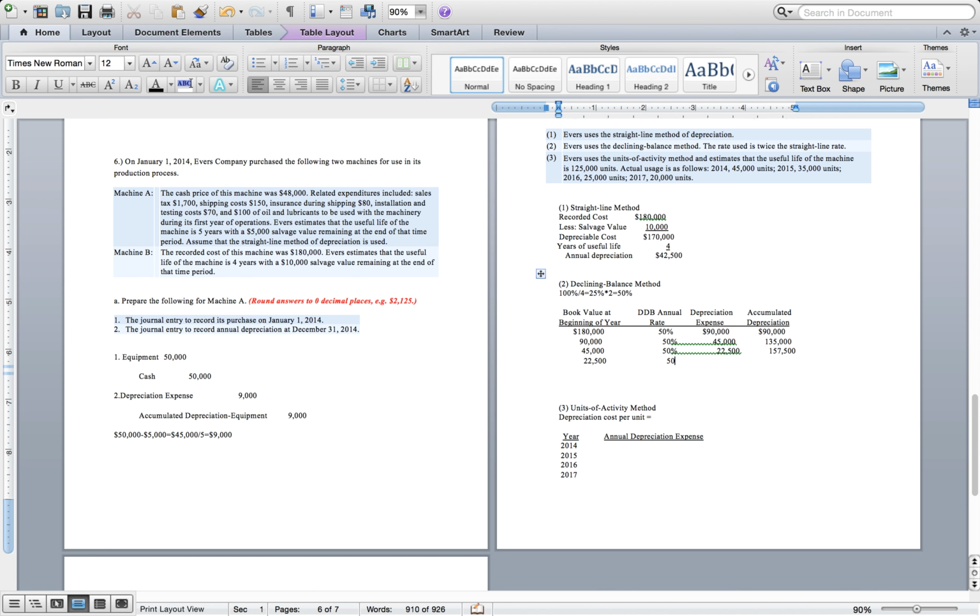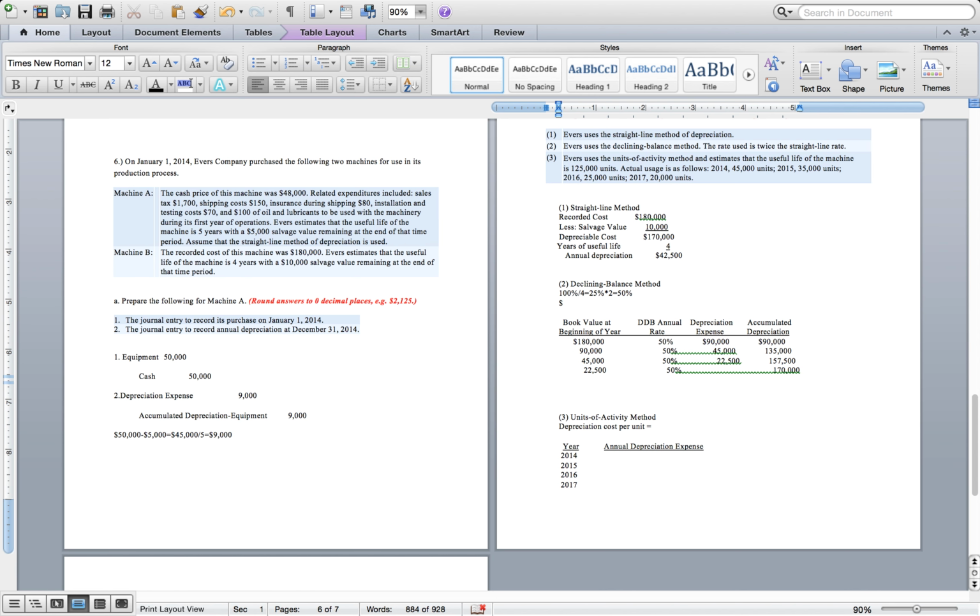Raise it by 50%, except we can't take 50% off this because remember, we have to have $10,000 left for salvage value. So I know my total accumulated depreciation has to be 170,000. Because if I start at 180 and I have salvage value of 10,000, I know I'm going to depreciate 170,000. So this last year's depreciation, I have to plug it in. Okay, so how would I get this? I get that last year depreciation.